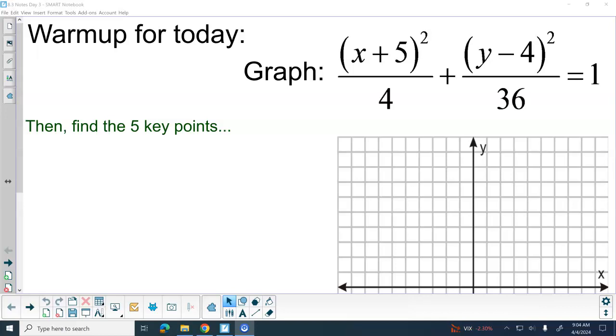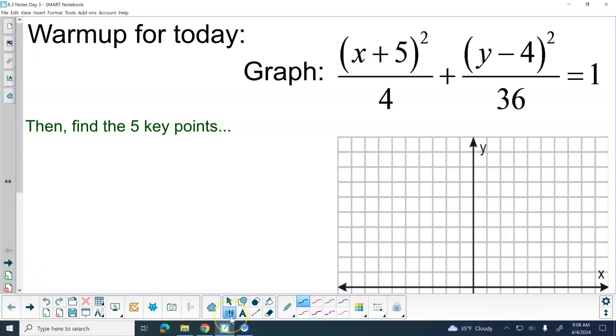If you don't have a graph open somewhere, or a piece of graph paper, I got more up here. But let's graph that ellipse.